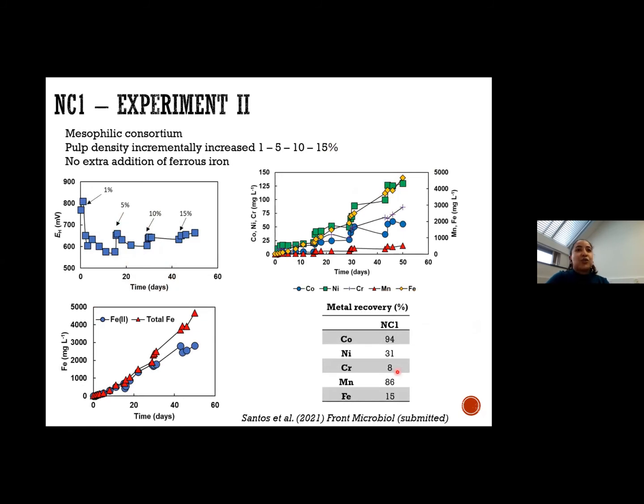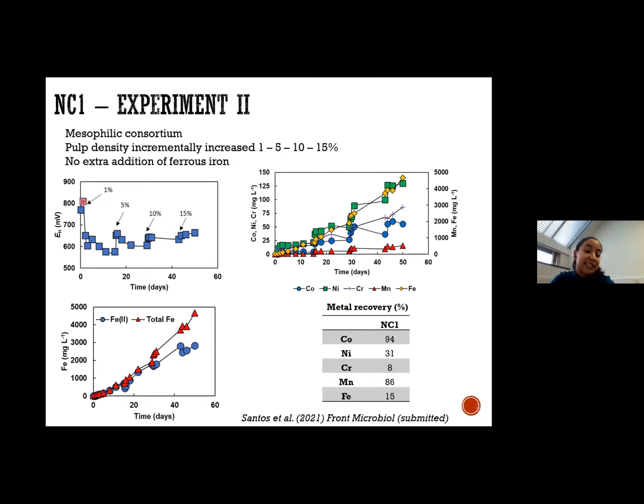So then we had to find a way to make sure that we had ferrous ion in the system. So we're using the same limonite. We did a second experiment using the same conditions, the same consortium, but in this case, instead of adding the 10% pulp density all at once, we added a little bit at a time. So instead of giving them a full meal, we just gave them snacks every now and again to see if that would help. And it did.